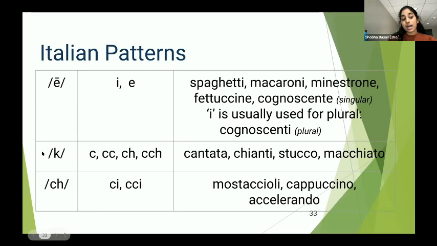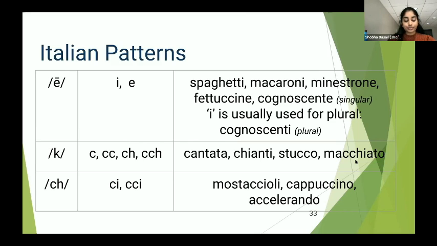For the k sound in Italian, there's a lot of different ways to spell it: C, CH, CC, CCH. Usually the CCH, you'll never see at the beginning of a word. And the CC, you will also never see at the beginning of the word. But C or CH, you can see at the beginning of words. And CC and CCH, you'll see in the middle of words. So some examples are cantata with just the C, Chianti, which is the CH, stucco, which is the CC and is in the middle of the word, and then macchiato, which is CCH, and that's also in the middle of the word.